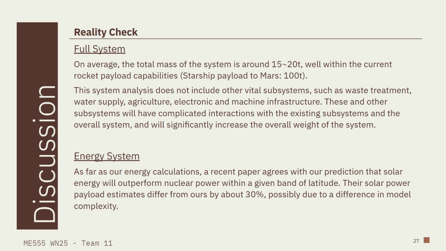Moving on to a discussion and interpretation of the results from our optimization. For a reality check on the full subsystem, on average, the total mass of our system was around 15 to 20 tons, which is well within the current rocket payload capabilities. Think of the Starship payload to Mars, which was about 100 tons.